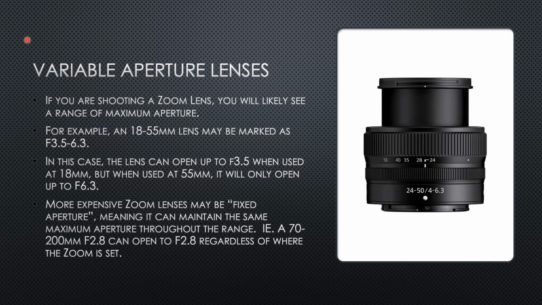We typically think of these variable aperture lenses as associated with zoom lenses, but there are zoom lenses that can actually maintain the same aperture throughout the entire focal length range. The 70 to 200 is an example. A 70 to 200 f2.8 can be at f2.8 whether it's at 70 millimeters or at 200 millimeters. I have a 70 to 200 lens in my bag that is an f4 lens. So I can't open up as wide as f2.8, but I can shoot it at f4, whether I'm shooting it at 70 millimeters or 200 millimeters.